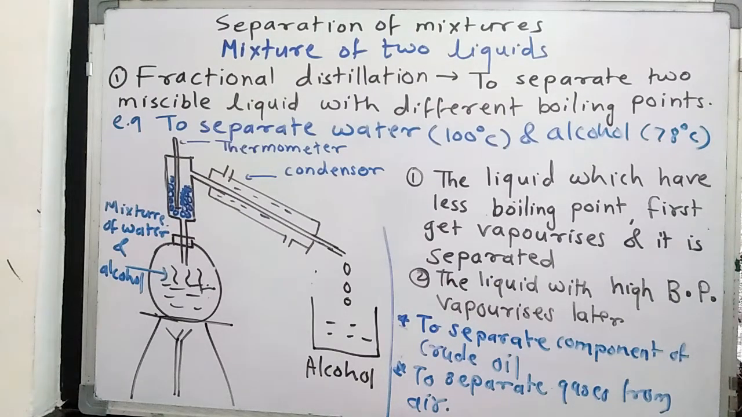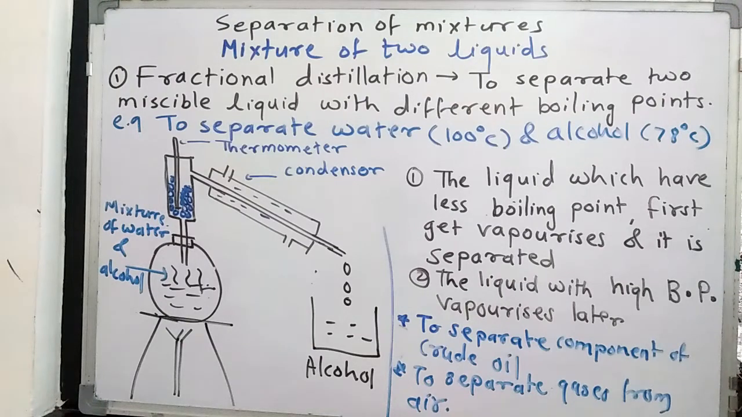First of all, we have to study the method of fractional distillation, which is similar to distillation. Distillation was done for the separation of solid and liquid, salt and water. Fractional distillation is done for the separation of two miscible liquids, liquids which completely mix with each other, both being in liquid state. For the separation of such liquids, we have to use the method of fractional distillation. Suppose we take the example of water and alcohol. Water is a liquid, alcohol is a liquid, and when we add alcohol to water, they completely mix together. So water and alcohol together are called miscible liquids.